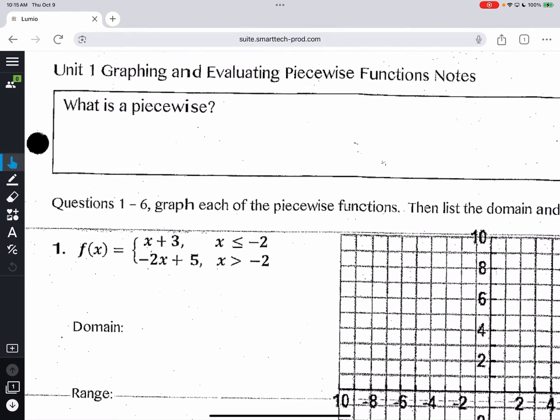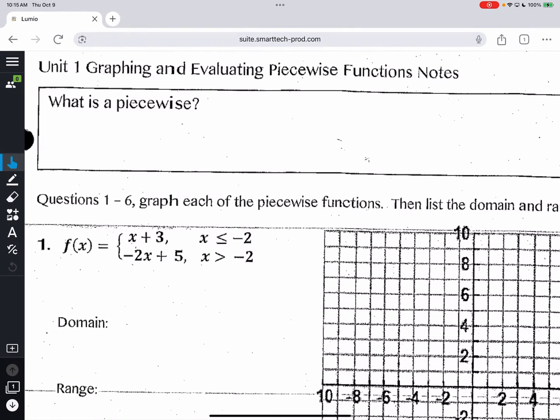Here we go. So we talked about what a piecewise function is. Who can tell me? I think we wrote this down. What is piecewise? Function that uses output depending on input. All right, we're going to have, it's weird looking. It is a function.